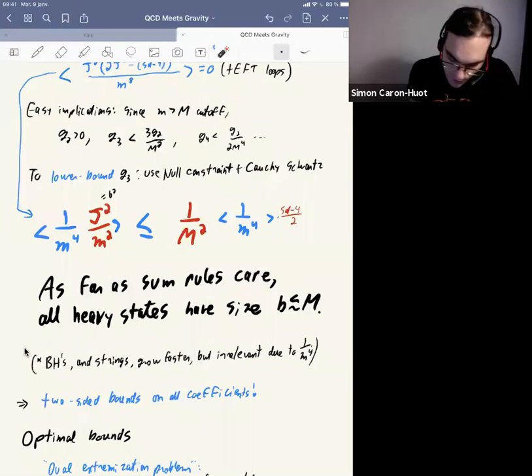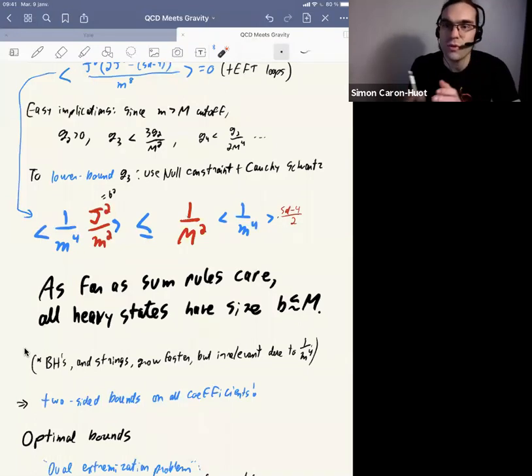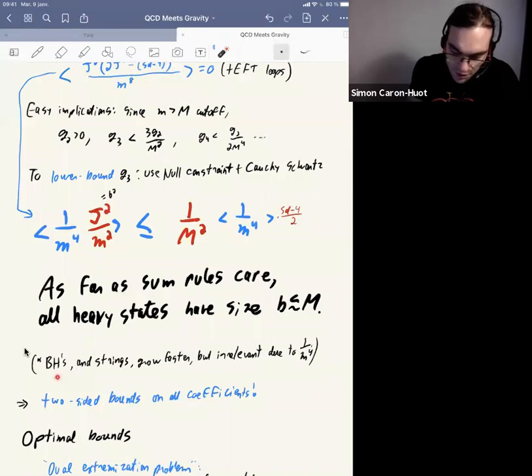Okay. So this may clash with what you know about strings or black holes, whose size grows with energy: the transverse size of a string grows logarithmically with energy, and black holes grow very fast with energy. The point of this formula is that the physics of excited strings and black holes is completely irrelevant to some rules for effective field theory because of this factor of 1 over M4, which is completely dominated by the lowest states. And it's completely suppressed. The states whose size grow with energy will have coefficients suppressed enough that you don't care about them.